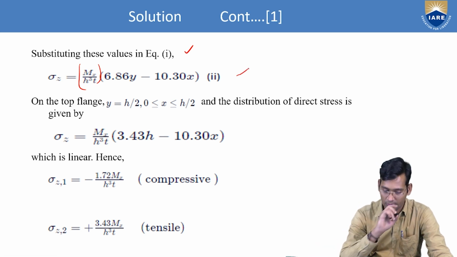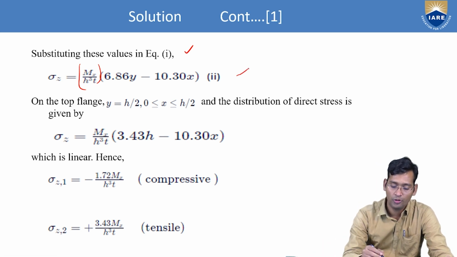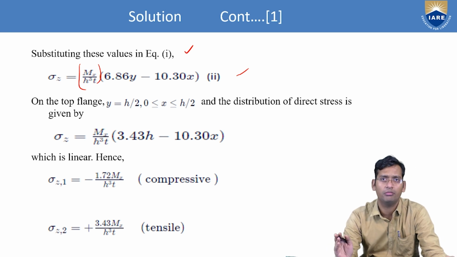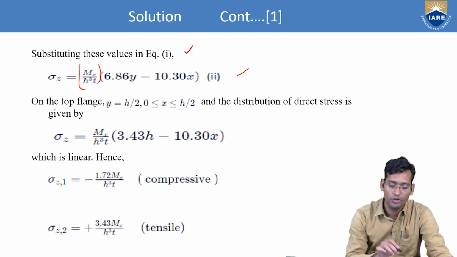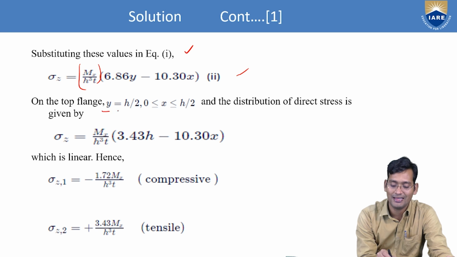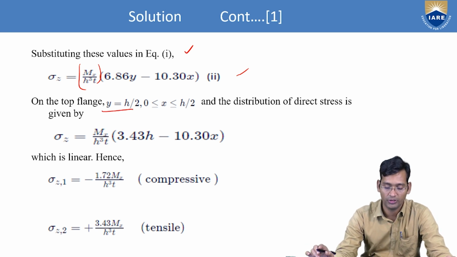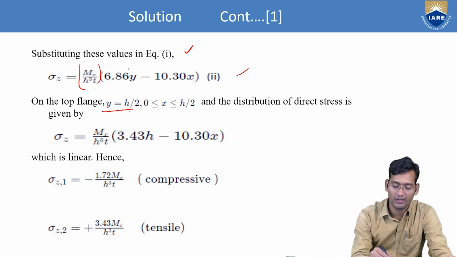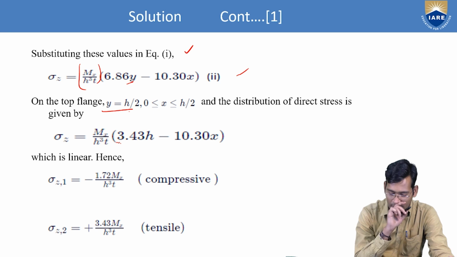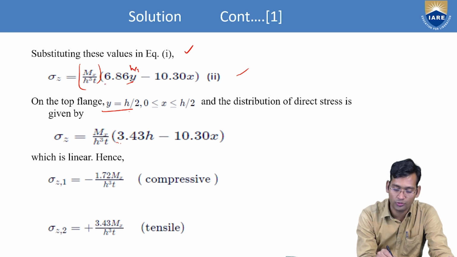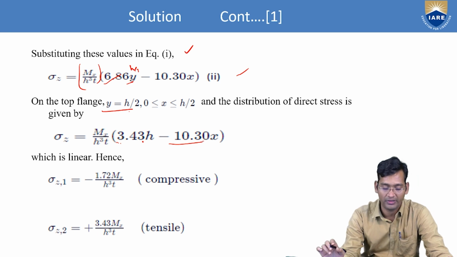So this is the second equation. Now we have to put the value of x and y. So on the top flange, y is h by 2. Okay, so just put that here. So sigma z on the top flange, Mx, for this y as h by 2. So after putting, what will you get? 3, or here just h by 2, so this 2 will get cancelled. So 3.43h minus 10.3x. Right.